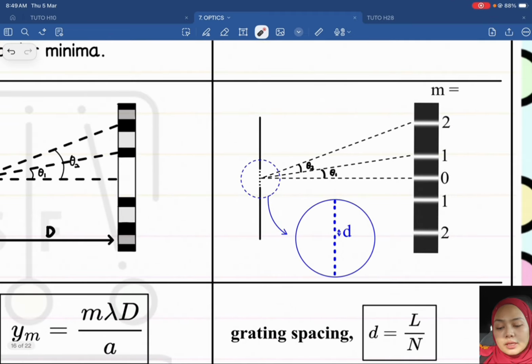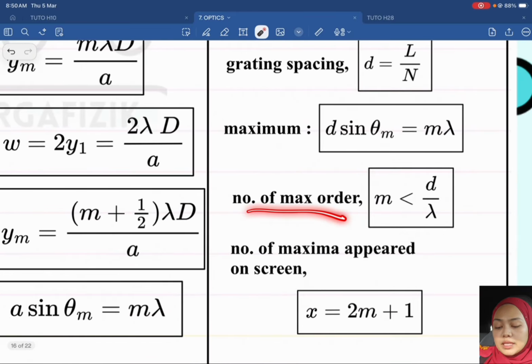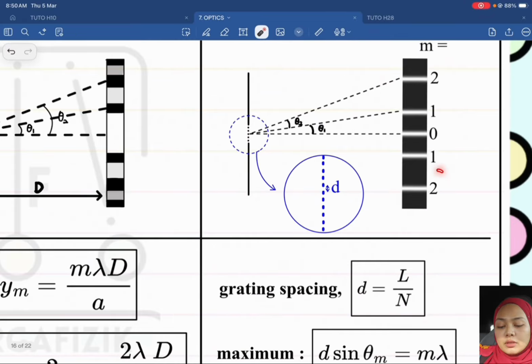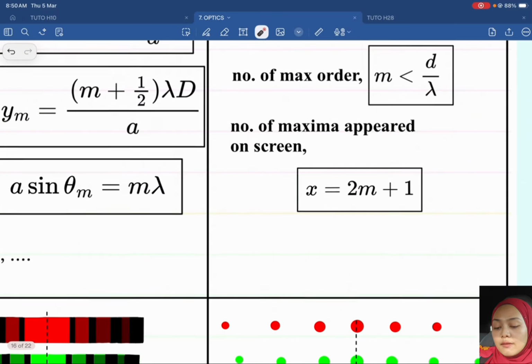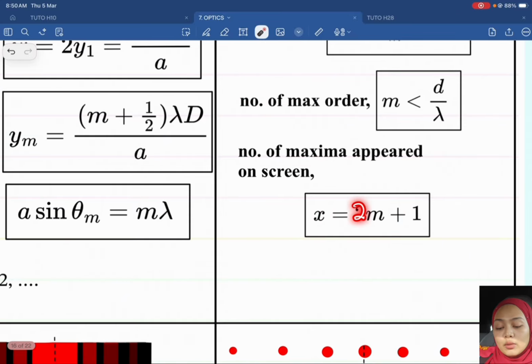Next we have the number of maximum orders. Because the order at the top is the same as the order at the bottom, you can get the number of maximum orders, like this one, 2. The maximum order that you can observe with your eyes is just 2. That's it. But if the question is asking for the number of maxima appearing on the screen, then you must multiply by 2 and add 1. Why do I say it like that?